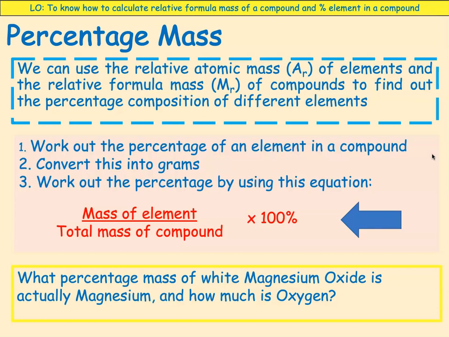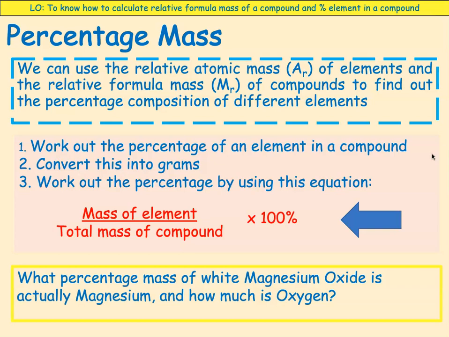we have to work out how much of the relative formula mass is given by a certain element. So we need to work out the mass of the element in the compound, and work out the percentage using the equation: the mass of the element in the compound divided by the total mass of the compound, times 100. For instance, if I had copper sulfate, and I wanted to find out how much copper contributes to it, I would say 64.5 divided by the relative formula mass of copper sulfate times 100.